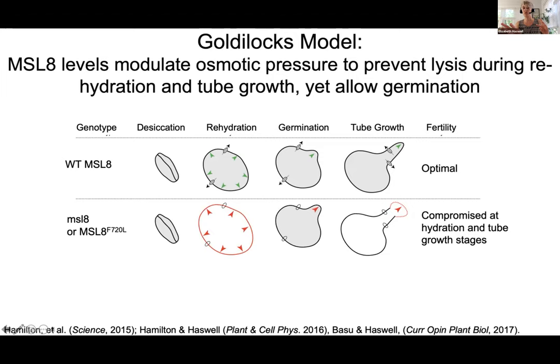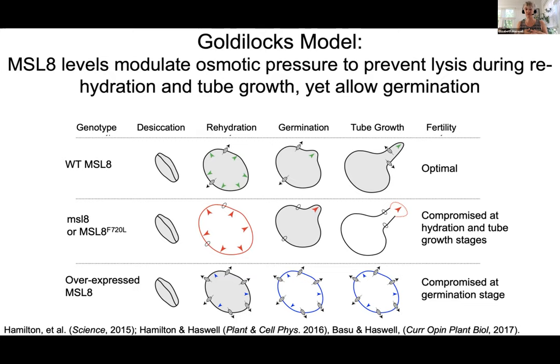If you knock MSL8 out or you use one of these pore blocked lines, what we propose is that during rehydration, they no longer survive because they're actually popping. However, they do germinate, they actually germinate at a faster rate, but they tend to pop later. So they're compromised at both the hydration and the tube stages. And then we see the opposite when we look at overexpressed MSL8.